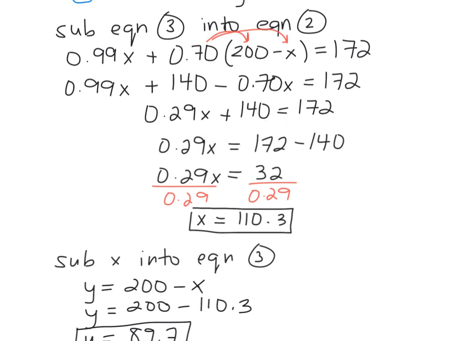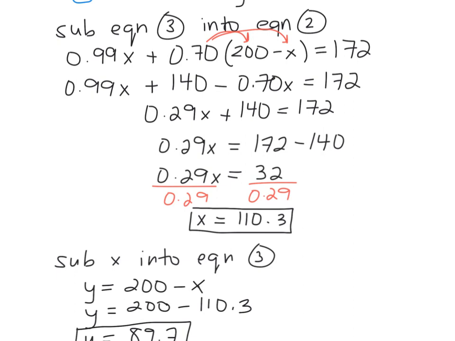And then I collected like terms again by bringing the 140 over to the right-hand side. And then I isolated for x by dividing both sides by 0.29. So that left me with an answer for x of 110.3. Not an exact answer, but we're just going to round it off to the nearest tenth.